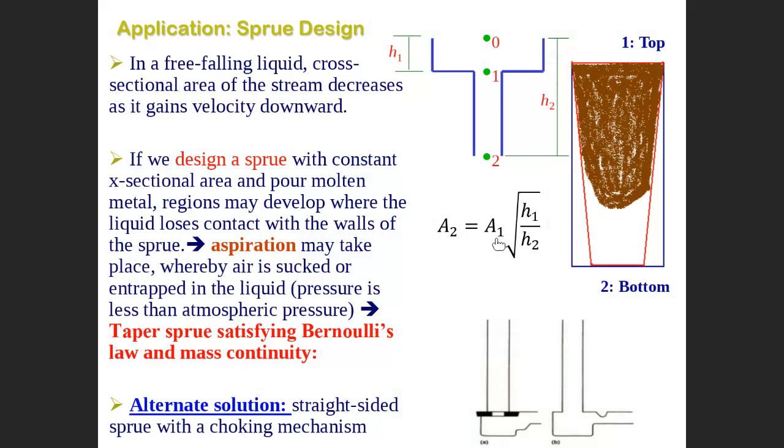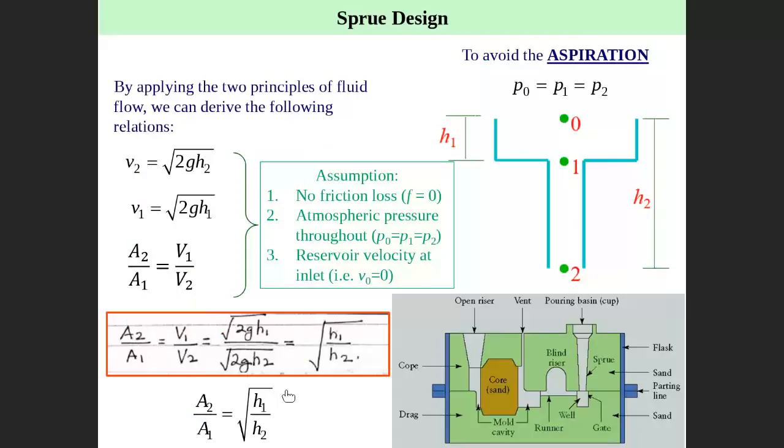This equation is the relation between A and H. We will take it here. This is A2, the area at 2, equal to area 1 multiplied by the square root of H1 divided by H2. It is exactly the same. Now this is the equation: A2 divided by, put A1 here.